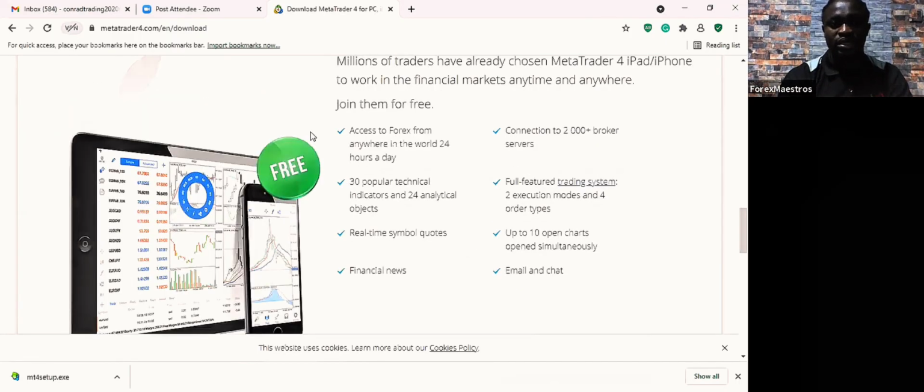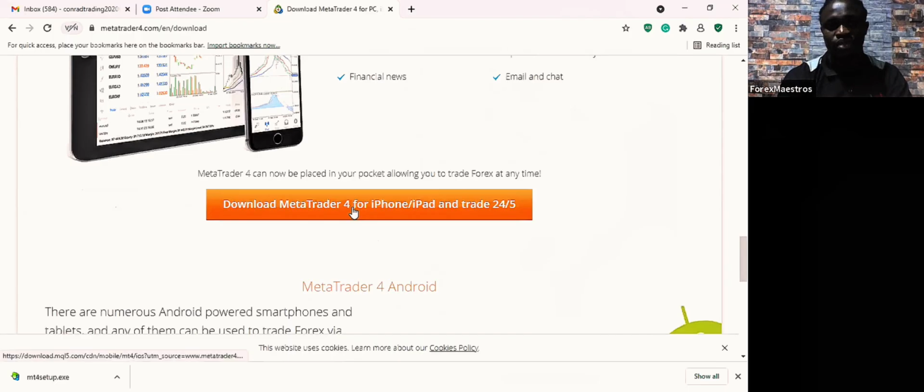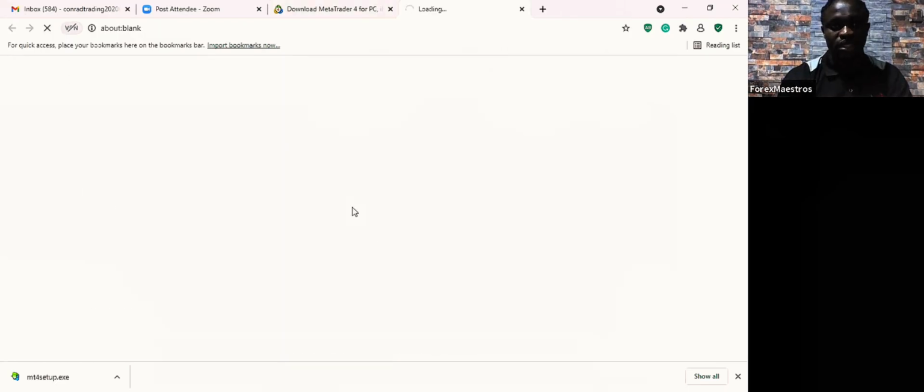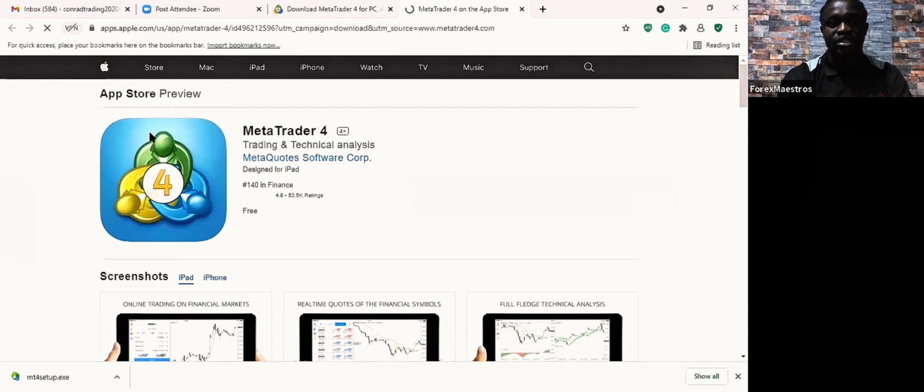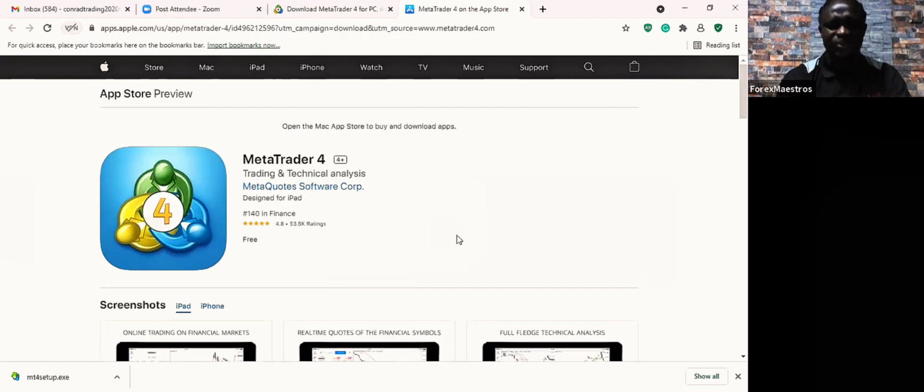Now, I want to show you what you will see. I've just clicked on download for my iPad and iPhone. So this is the icon you will see: MetaTrader 4, with this blue background and orange. It's the same for Android. If you're using your Android, that is what you see. Like I said, it's a very straightforward thing. So go ahead and download it, and once you've downloaded it, we're good to go.